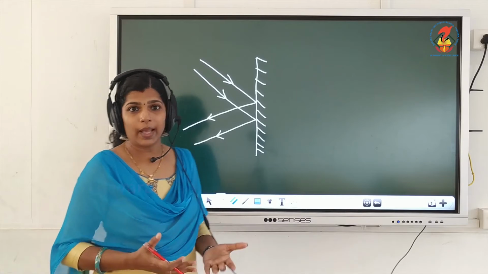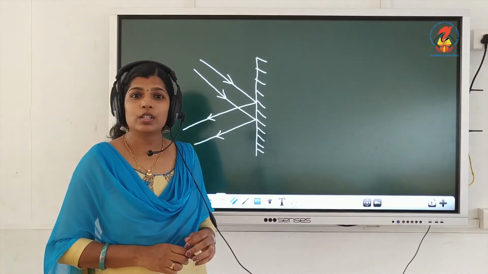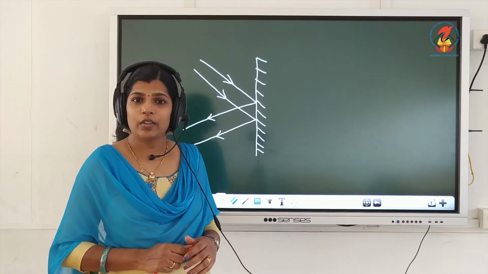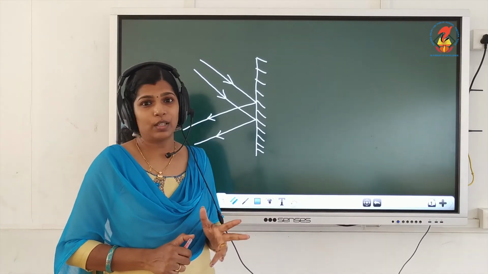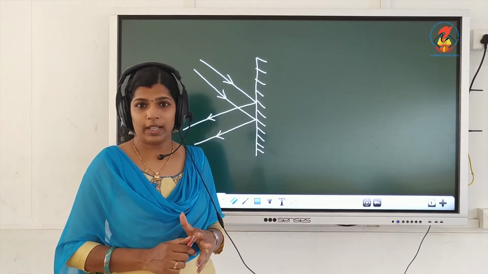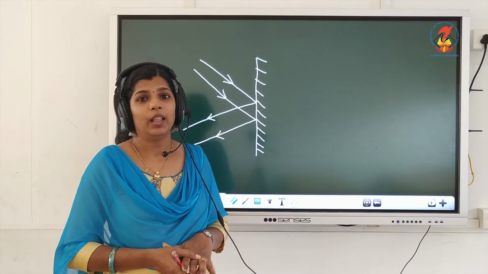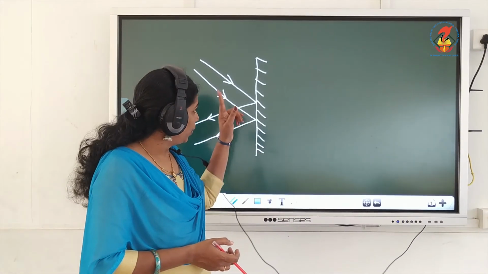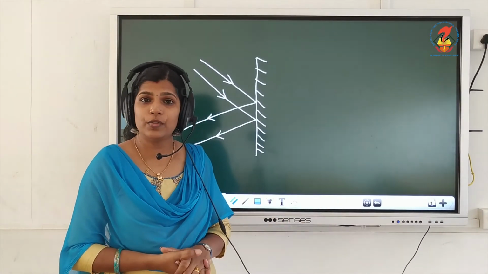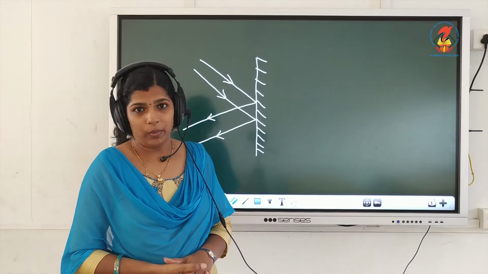Bouncing back of light from a highly polished smooth surface is known as reflection of light. Silver is a best reflector of light. A smooth surface will reflect more light than a rough surface. Then a mirror whose reflecting surface is flat is known as a plain mirror.